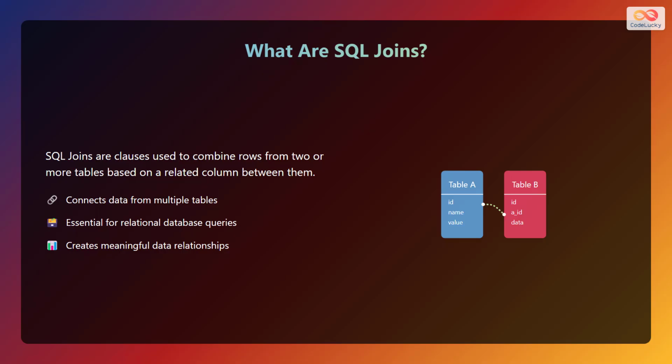SQL Joins are clauses used to combine rows from two or more tables based on a related column between them. Essentially, they connect data from multiple tables, making them essential for relational database queries. By using joins, you can create meaningful data relationships and retrieve comprehensive information.